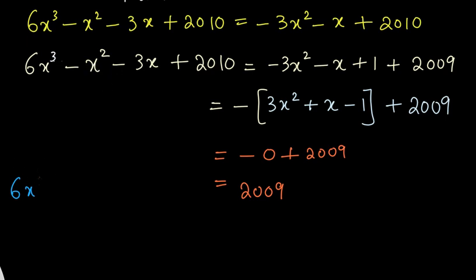Let me erase this. So this is 6x cube minus x square minus 3x plus 2010. So the value of this expression is 2009, and that's where we stop.